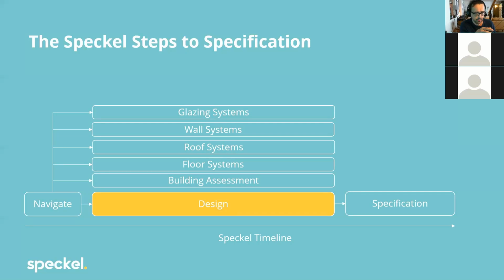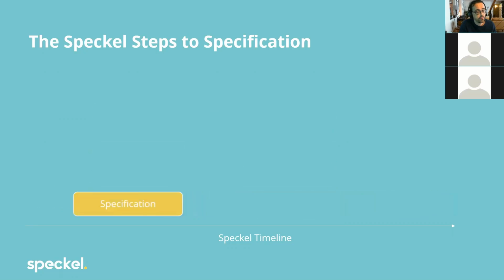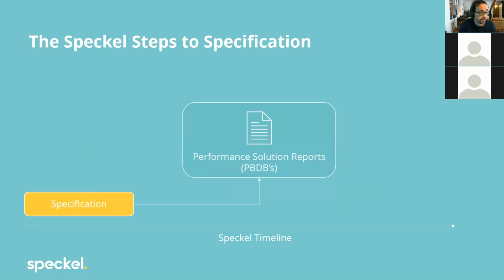So these applications are either individual glazing, wall, roof systems and floor, or they're whole building assessments. But ultimately, the process is to use those applications in your workflow in order to define a specification that meets this performance solution requirement, and now the PBDBs. So hopefully this is making a bit of sense to you.